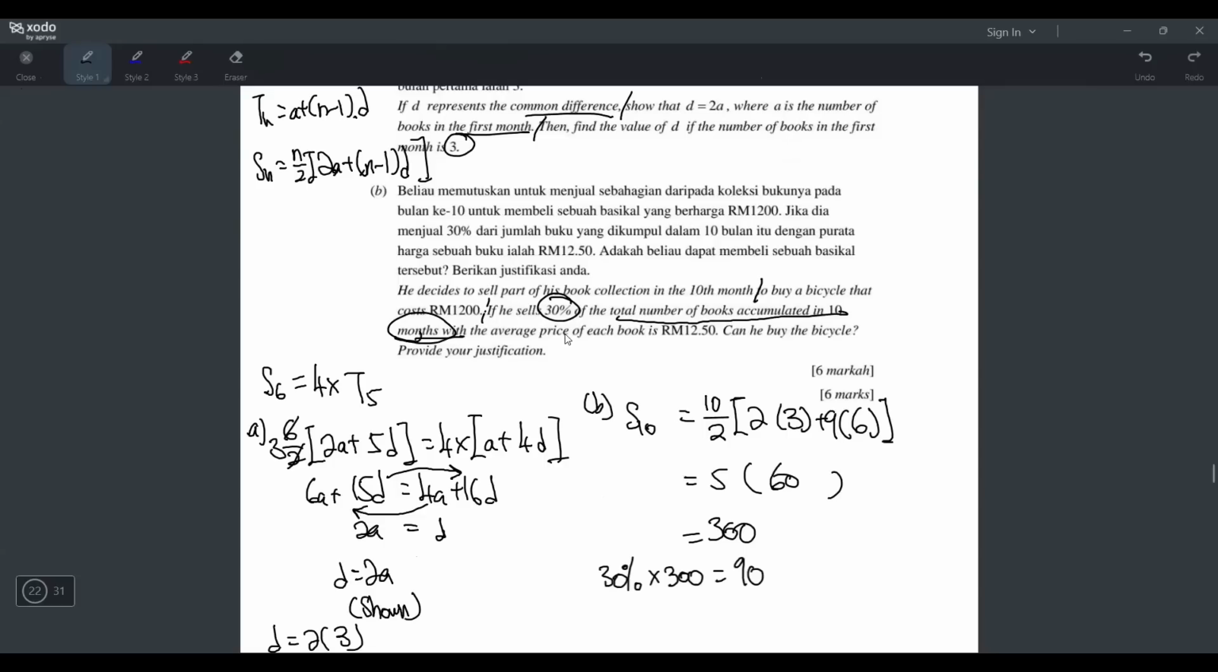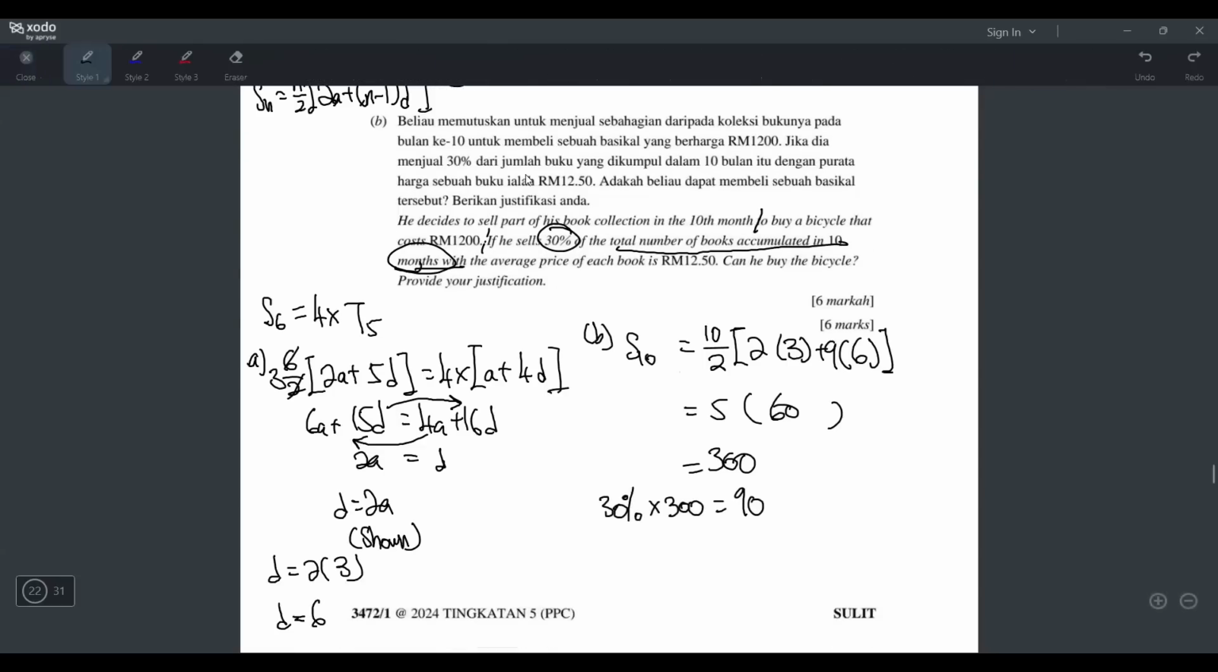Each book he will sell for RM 12.50. So let's calculate how much money he earned. If each book he sells for 12 ringgit 50 cents, and he sells 90 books, how much does he earn? 12.5 times 90 lah. I press the calculator, I get RM 1125. Now the question asks, can he buy the bicycle? What is the bicycle cost? The bicycle price is 1,200. So what do you think? From selling the books, is it enough money for him to buy the bicycle? The answer is no, right?